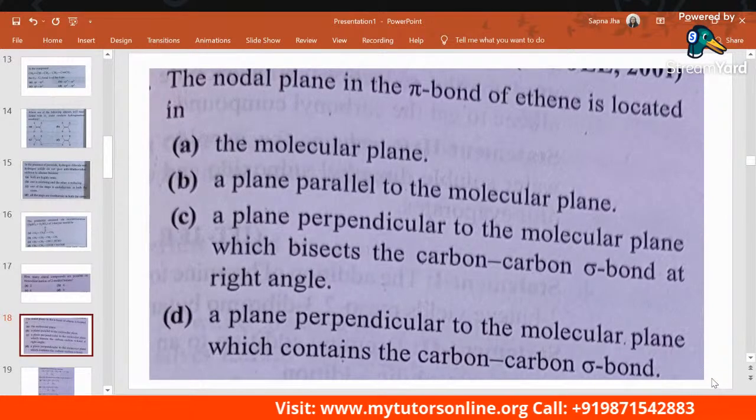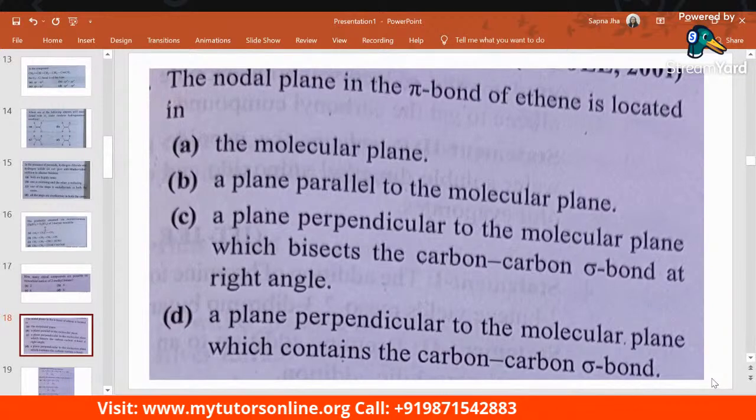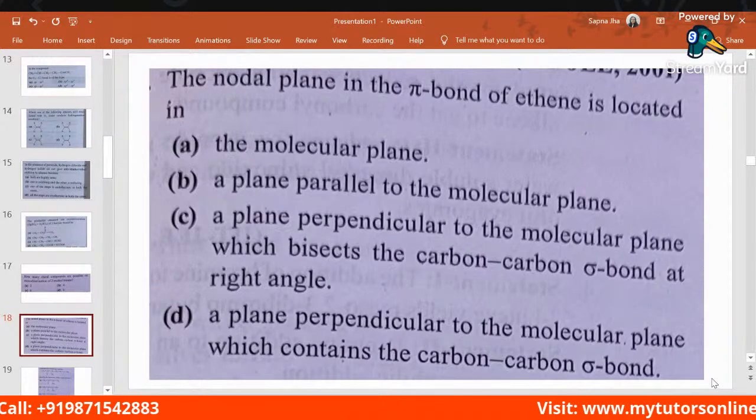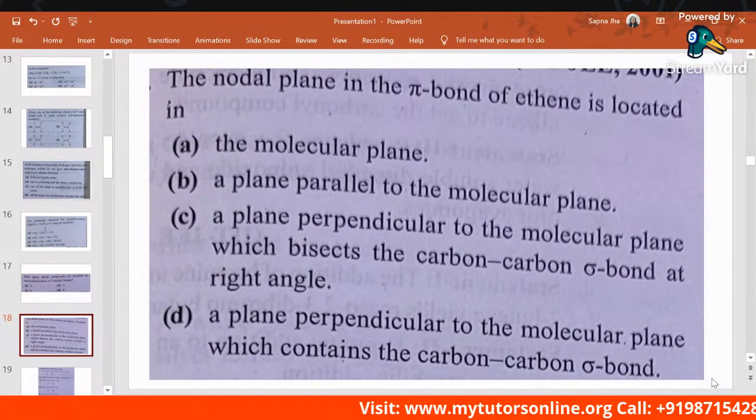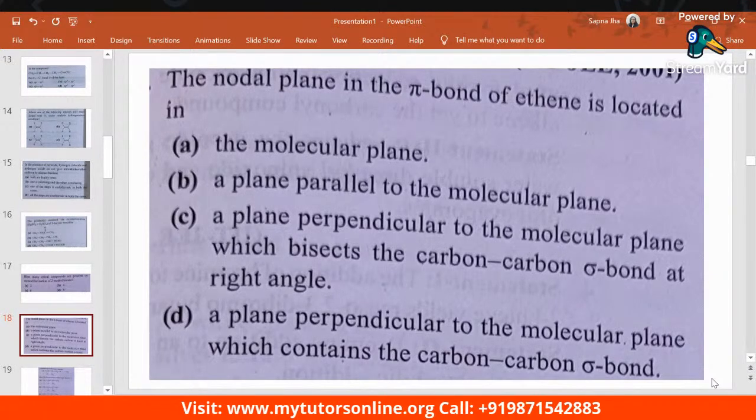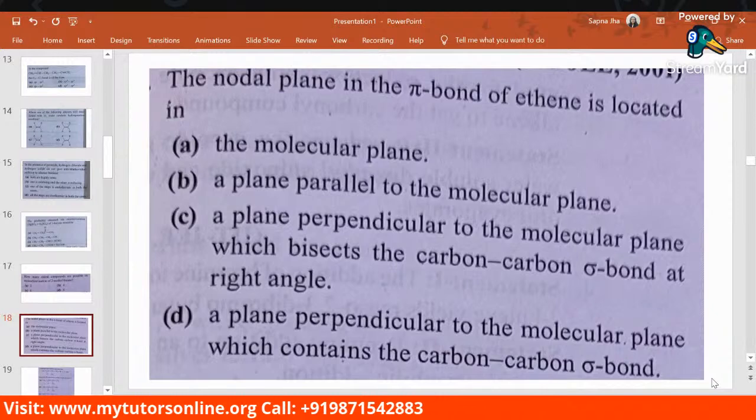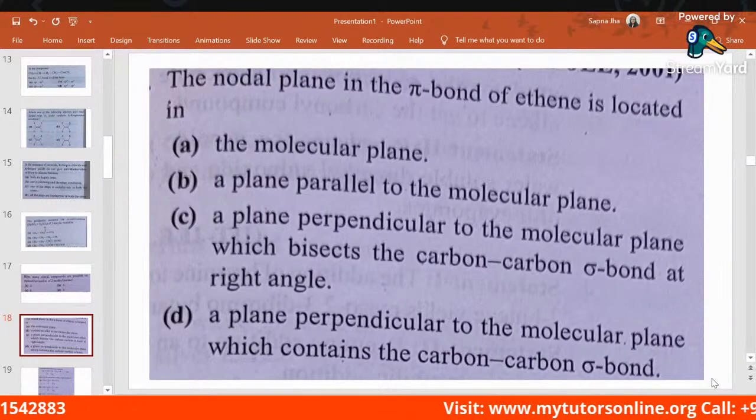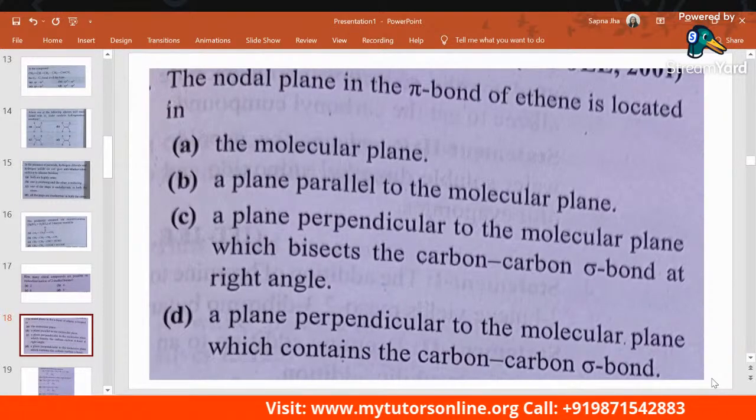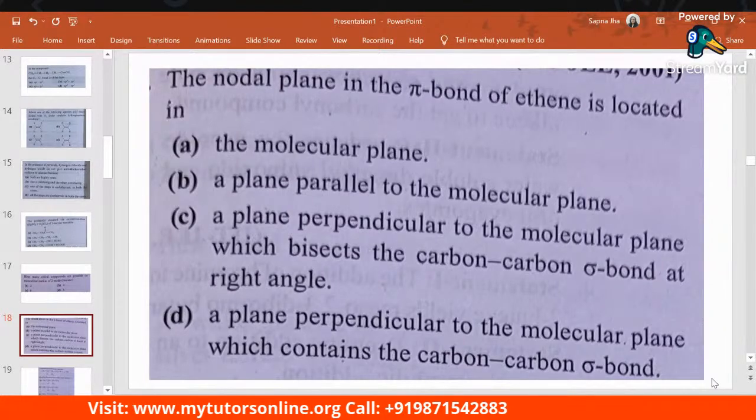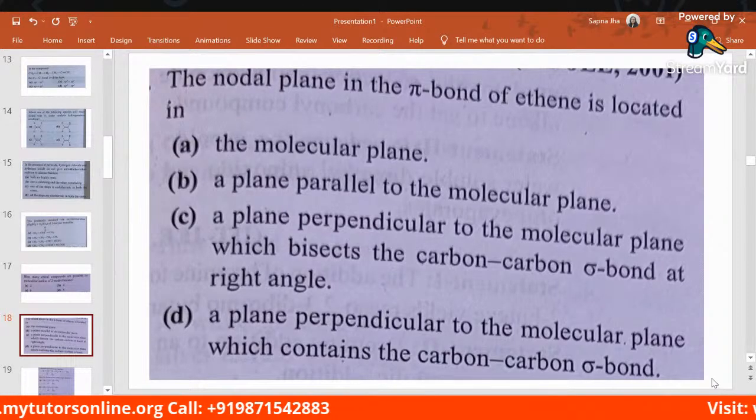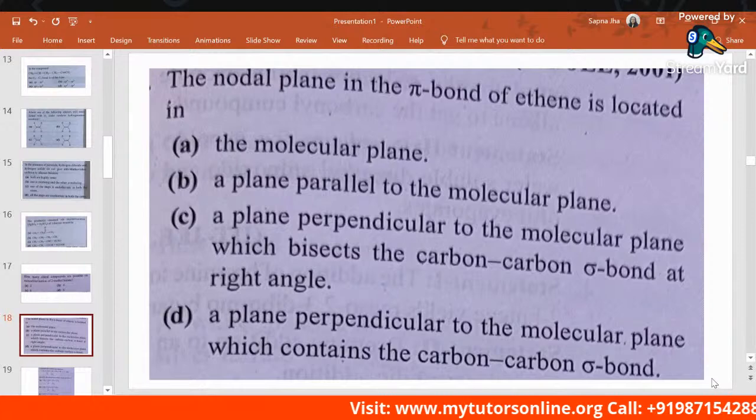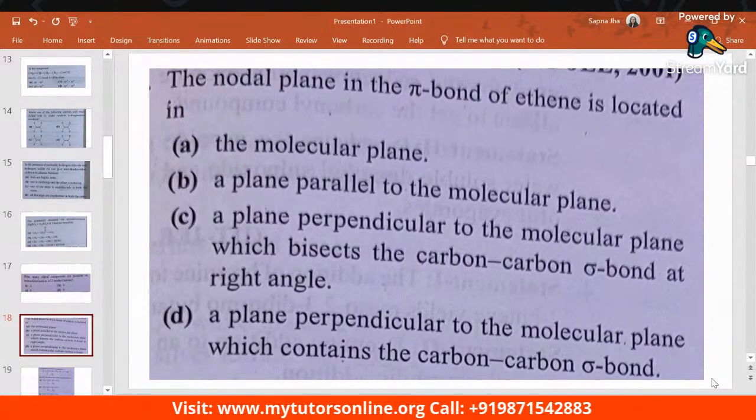So I'm repeating the question once again. The nodal plane in the pi bond of ethene is located in the molecular plane, a plane parallel to the molecular plane, a plane perpendicular to the molecular plane which bisects the carbon-carbon sigma bond at the right angle, a plane perpendicular to the molecular plane which contains the carbon-carbon sigma bond. Okay, Vachna has tried. Now next, Ananya, Arihant, Harth.